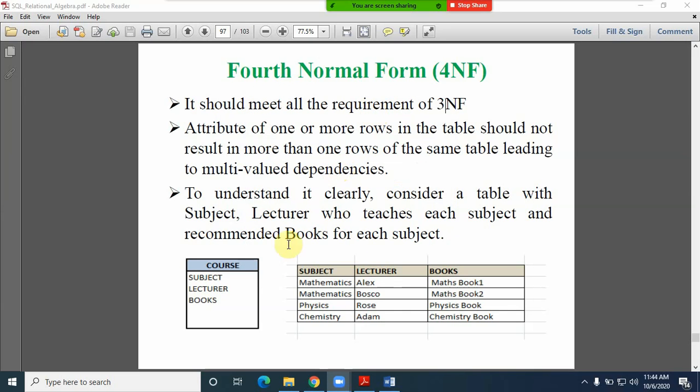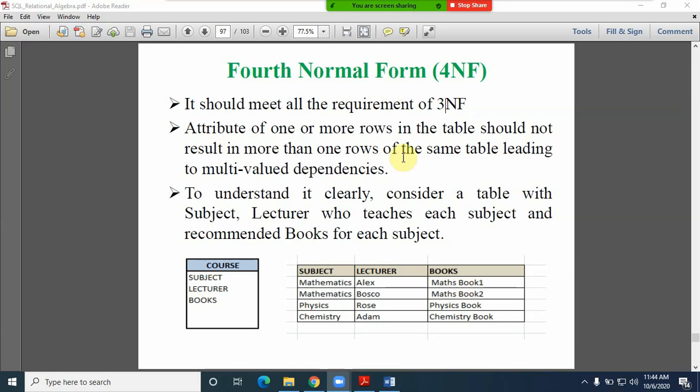And to understand the problem clearly, friends, consider a table with the subject, the lecturer who teaches each subject, and the recommended books for each subject. Now suppose one person from our class wants to know the recommended books, because he doesn't know which textbooks the lecturer follows. Maybe he missed that class, or he is not aware. So automatically he ends up with two books for mathematics, maths book 1 and maths book 2. So this is the ambiguity actually.